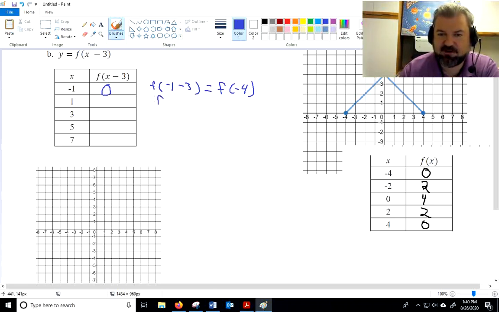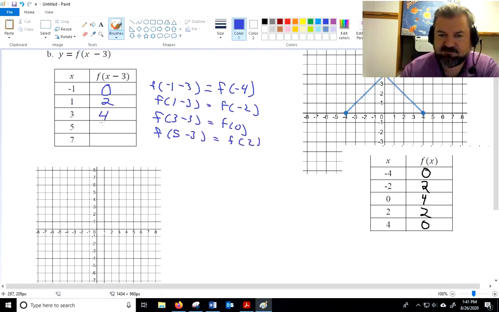And then f of 1 minus 3, well, that's f of -2. And we know what f of -2 is. We can look at the graph and see that it's 2. We can go back to our table and see that it's 2. Then f of 3 minus 3, well, that's going to be the same as f of 0, which is 4. f of 5 minus 3 is f of 2, and f of 2 is 2. f of 7 minus 3 is equal to f of 4, and f of 4 is 0.